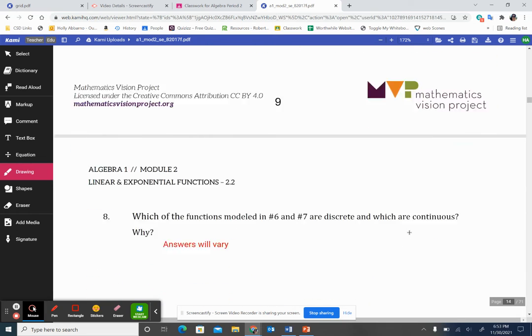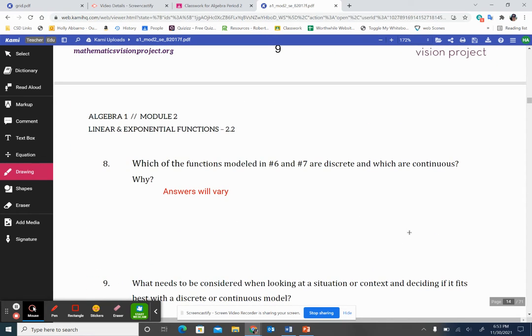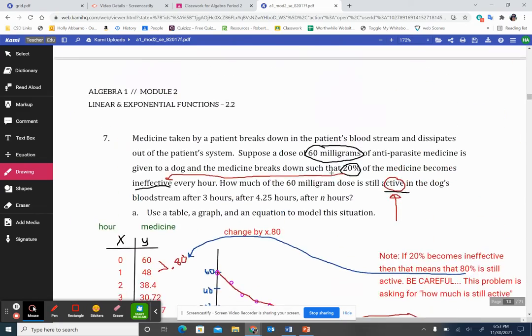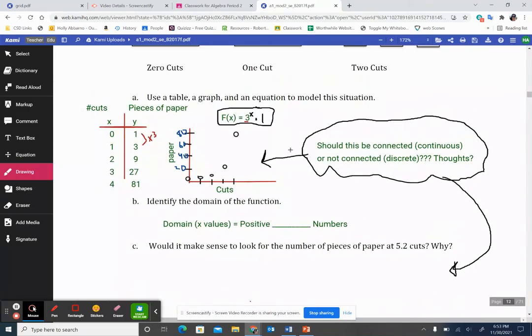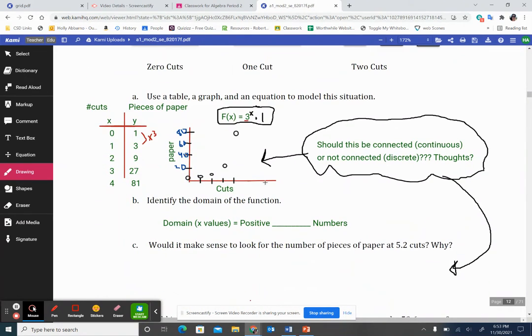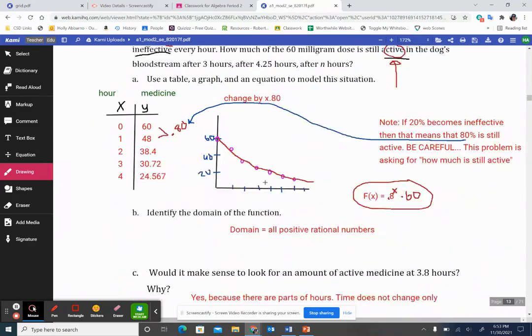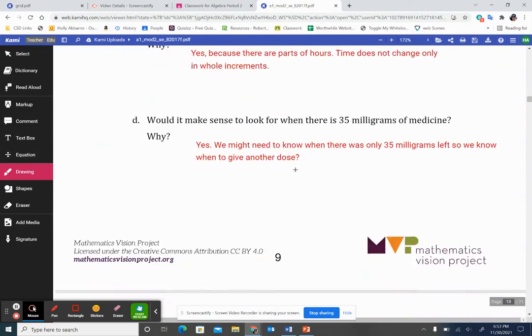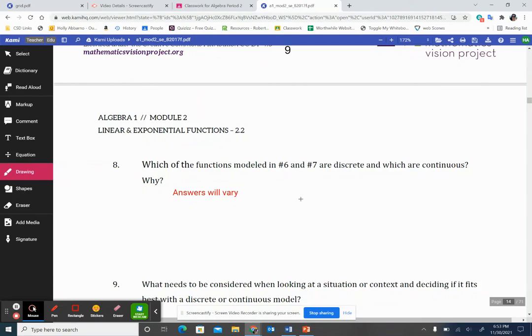Okay. All right. Number 8, which of the functions modeled in 6 and 7 are discrete and which are continuous? Here's where that conversation up here went in. If you decided that this one was discrete or continuous, you might have had a different answer for 6. But number 7 is definitely continuous.